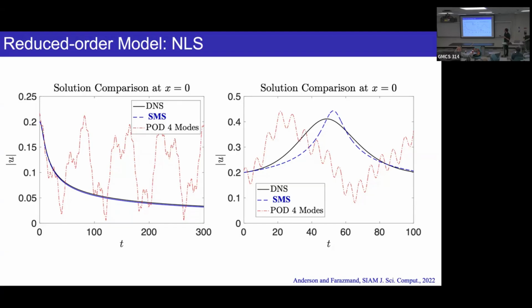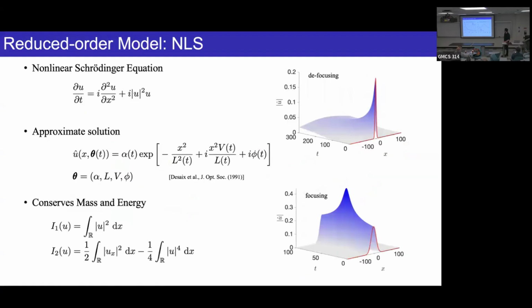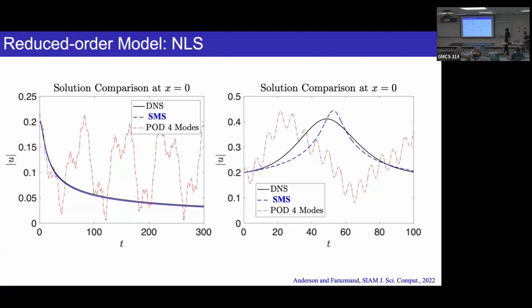If you use POD modes with 4 modes to write down a reduced order equation, then you get this evolution in red, which has nothing to do with reality, really. Now, I use 4 modes because if I go back to the previous slide, you see that I have 4 parameters in my SMS. So it's 4 modes, 4 parameters. It's a fair comparison. Eventually, if you use POD modes, I think if you go to 12 modes, then you capture things very well. But to be a fair comparison, I only use 4 modes.